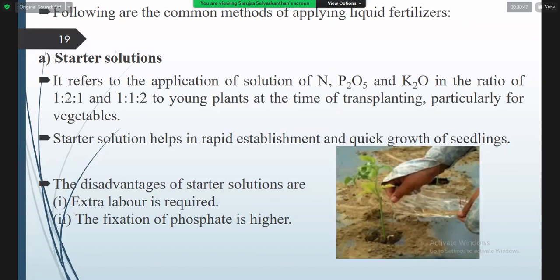Starter solution refers to the application of a solution of N and P2O5. What is P2O5? Nitrogen is N. And the second one, phosphorus. We are putting P2O5. Why are we calling it P2O5?